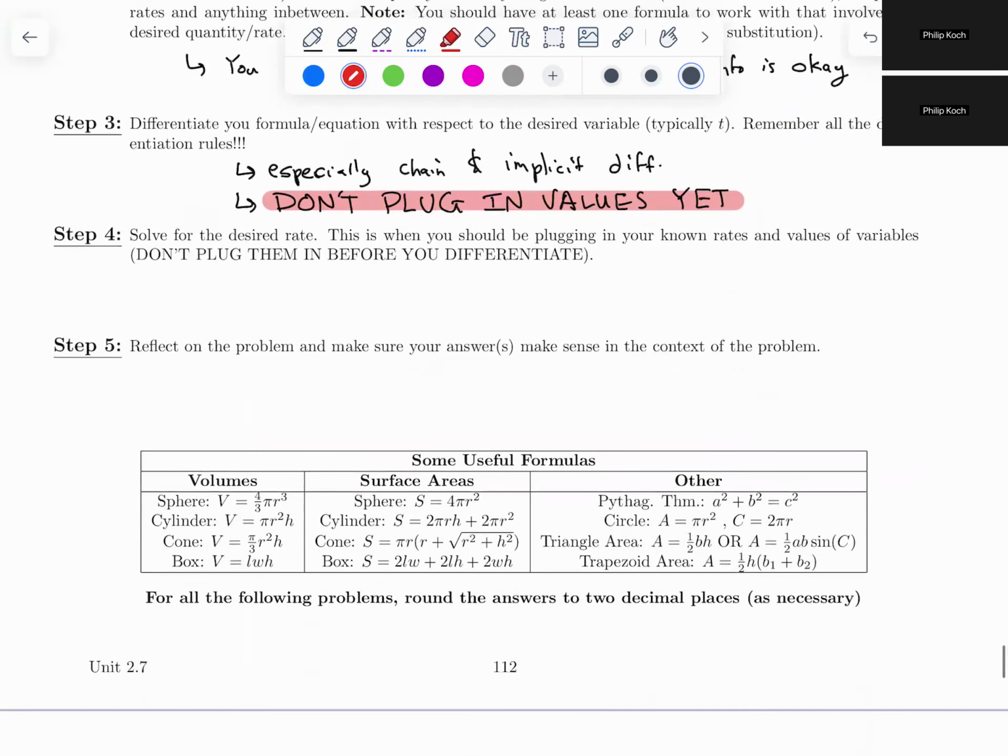Now, here are most of the formulas that you might need to use. I will provide them. You do not need to memorize these formulas, especially the surface area formulas. They're ridiculous. But I'll provide them as a fun little cool thing though, just as a fun observation.